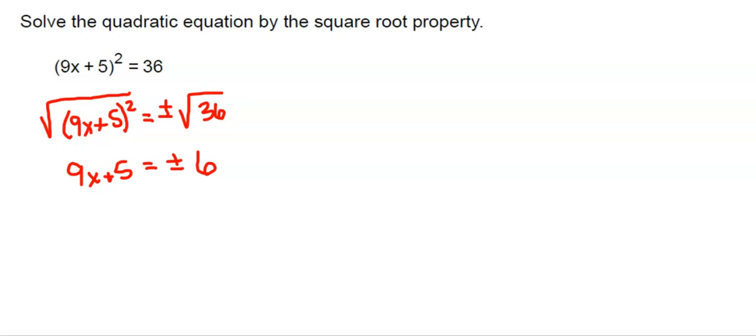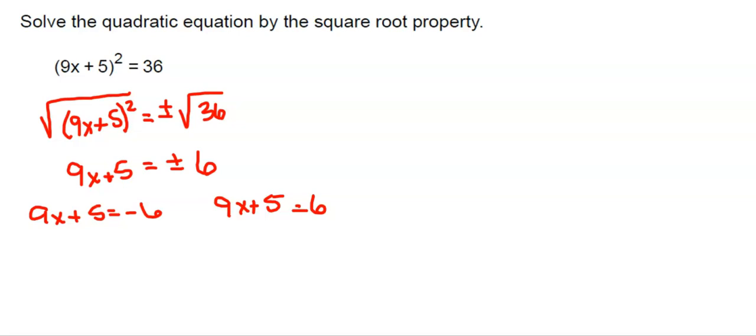Now because we don't have a radical at all on the right side anymore, I'm going to go ahead and write this as two separate equations. One, we'll say 9x plus 5 equals negative 6, and the other will say that the 9x plus 5 equals the positive 6, and then we'll solve both equations.